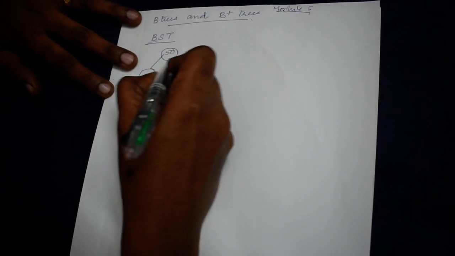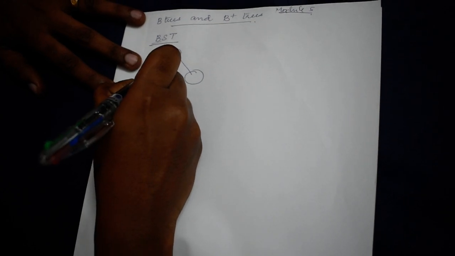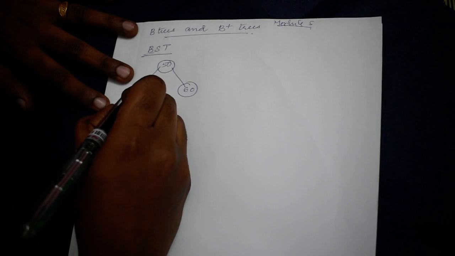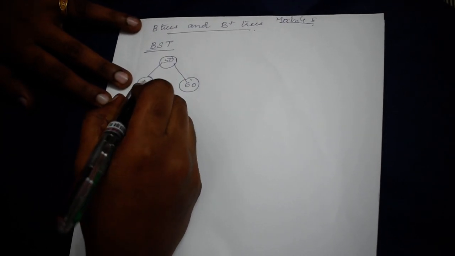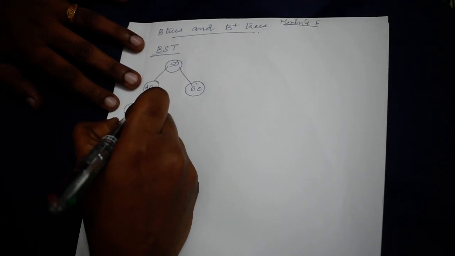It will have two children. Normally it will be arranged like this: lesser value I will put here, greater value will be this side. Suppose I want to insert 30. 30 is less than 50, so I will come to this side. 30 is less than 40, so I will make it here.